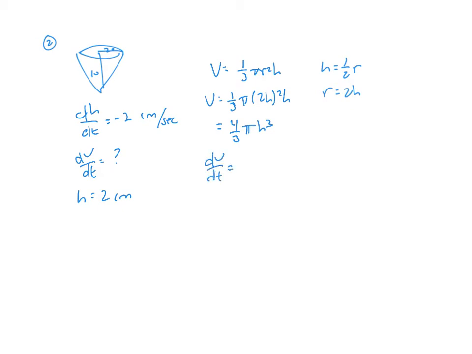Then our derivative is going to be 4/3 pi 3h squared dh dt. So let's see, these 3's cancel. So we've got 4 pi, 2 squared, negative 2. So negative 32 pi centimeters cubed per second.